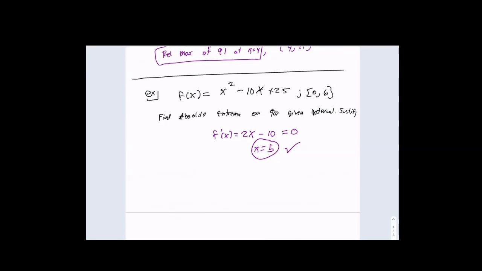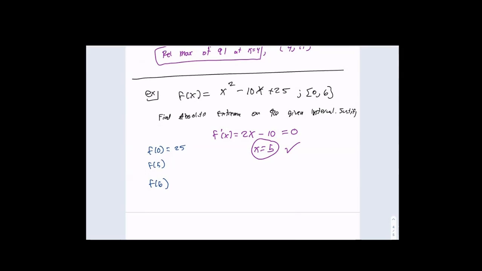All right, so let's plug in. You can't just say the points. You got to tell me what specific points there were, like what you said. You plug in the endpoints. So we need to find f of 0, f of 5, and f of 6. That's it. You plug in the critical point, you plug in x equals 5 along with the endpoints. That's it. f of 0 is easy. That's 25.